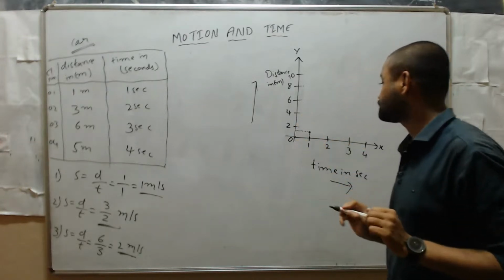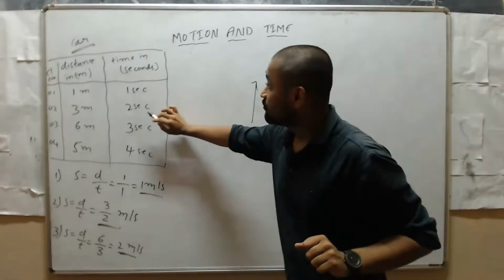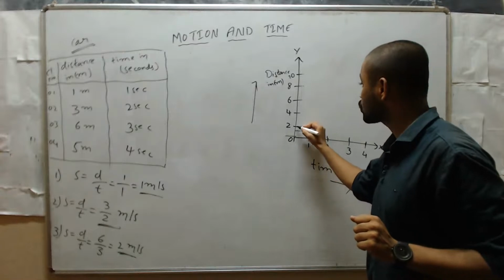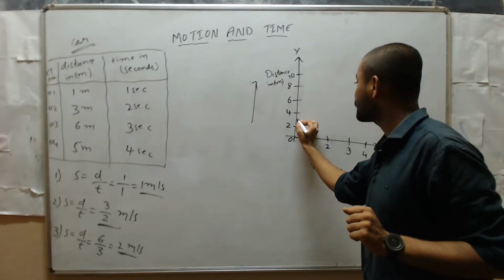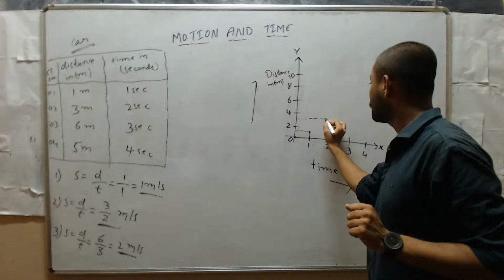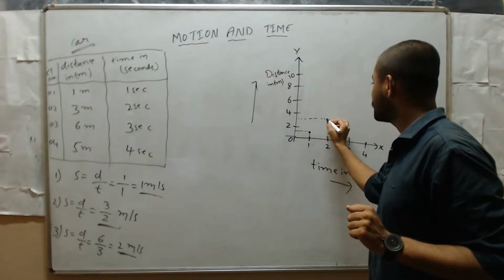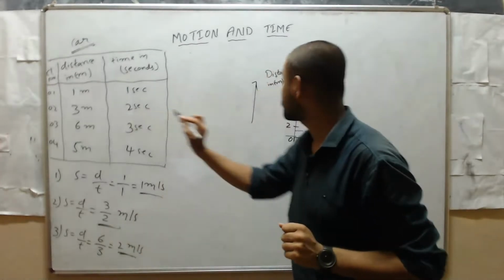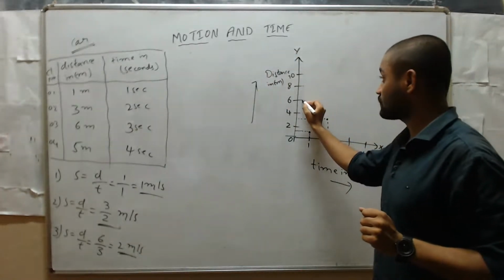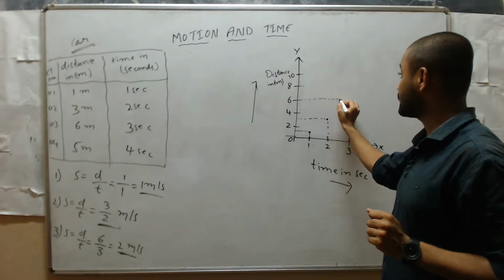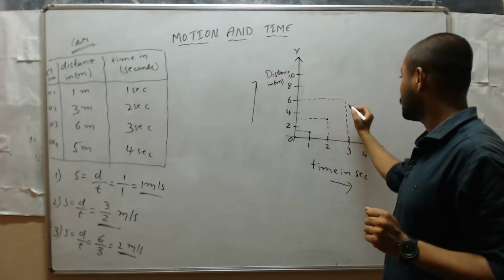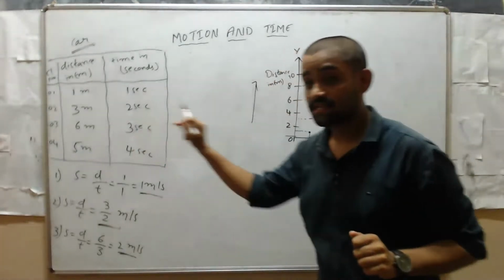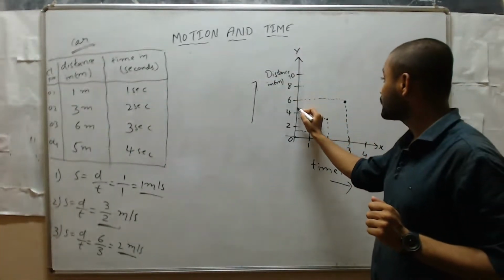Okay, 1 is here. Next, for 2 seconds it covers 3 meters. See here, 2 and 3 will be here. See students, this is the second one. And for 3 seconds it covers 6 meter. That is 3 and 6 here. And again for 4 seconds it covers 5 meter. Here is the 5.